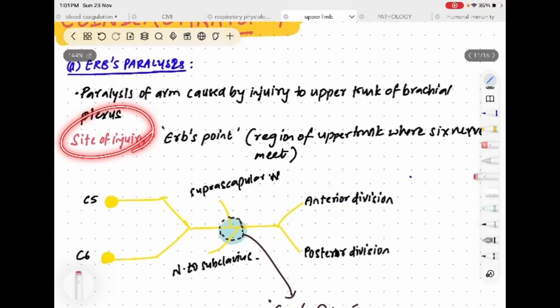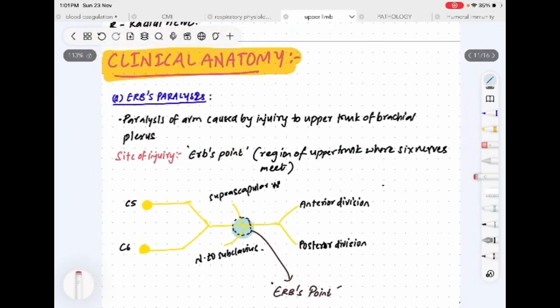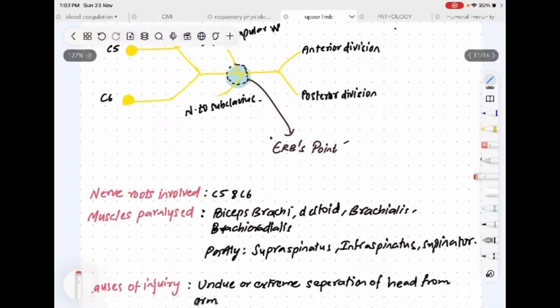Now what is the site of injury? The site of injury is the Erb's point. What is this Erb's point? It is the region of upper trunk where 6 nerves meet. See, these are the roots C5 and C6, and these are divisions, anterior and posterior division. This is the upper trunk. So there are 6 nerves meeting at this point: two nerves of the division, and the suprascapular nerve and nerve to subclavius. These are the only two branches emerging from the trunk, right? We have studied. So where the six nerves meet, this point is known as Erb's point in the upper trunk. If there is a lesion or injury here, we can manifest Erb's paralysis.